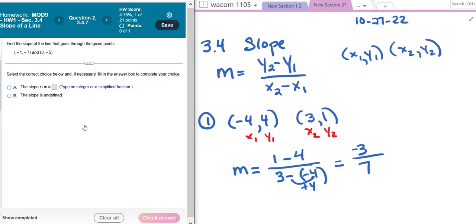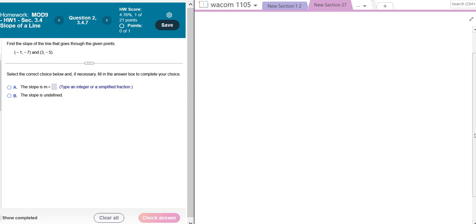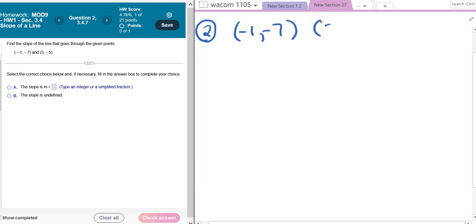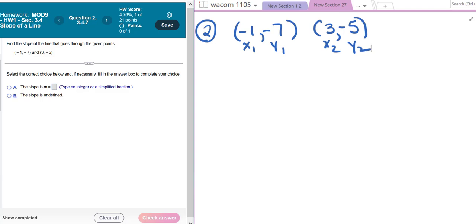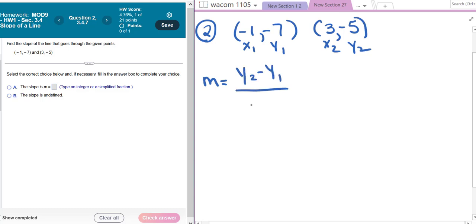Right, next we'll look at problem 2. Same kind of question. They want the slope of the line, and they're giving us 2 points, -1, -7, 3, -5. And so we'll label those. This will be point 1, so x1, y1, and this will be x2, y2. And then we'll write our formula. So m equals change in y's over change in x's, and we'll plug in.